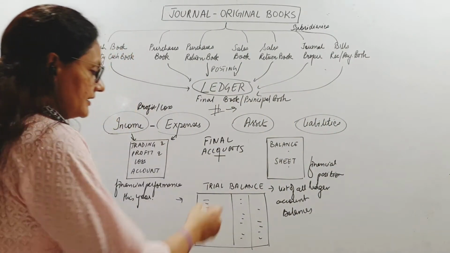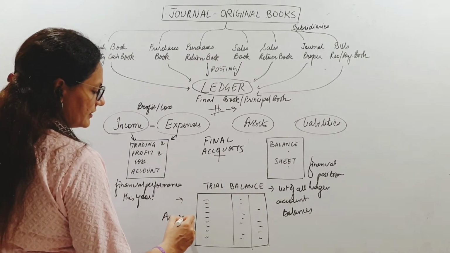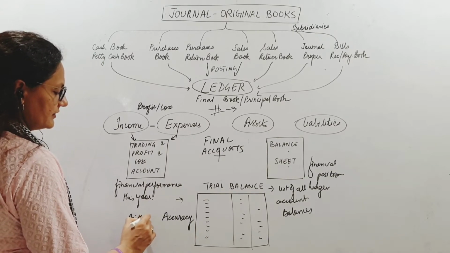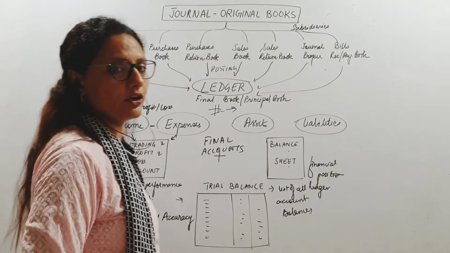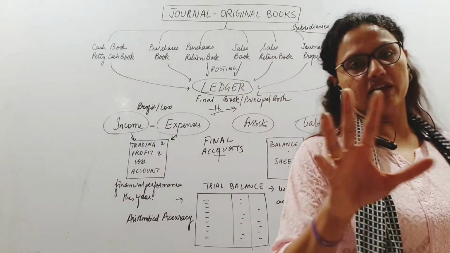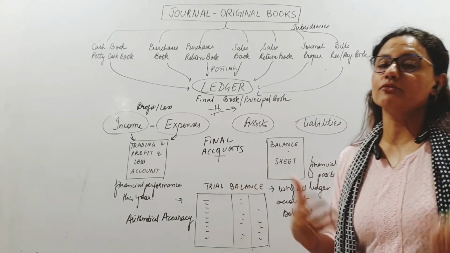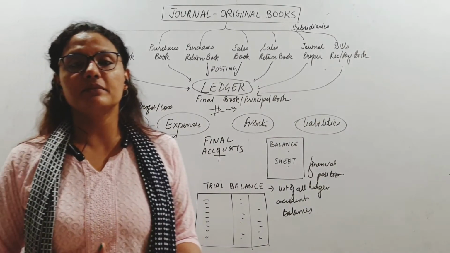Also, this helps to check the accuracy of the books. And what accuracy? Only the mathematical accuracy of the business. Meaning, now see, we are following the dual aspect concept, the double entry system. All the debits have to be equal to credits. Yes or no? Assets have to be equal to liabilities.